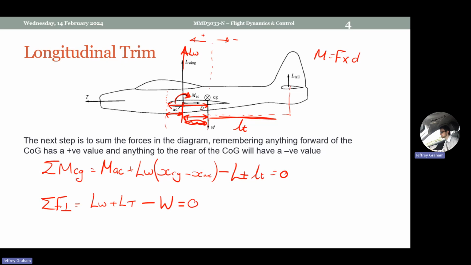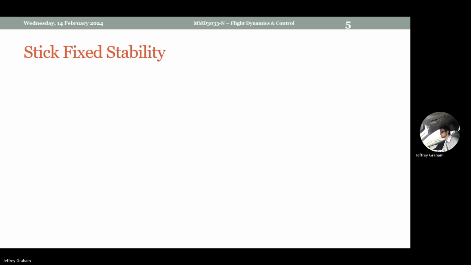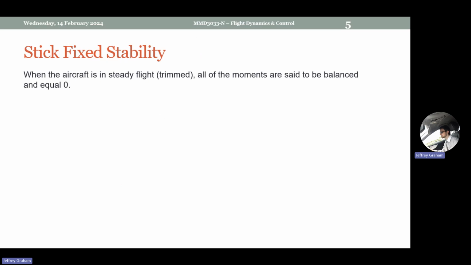These equations that we see here are going to come back in very shortly. Just have a quick little bit more of a recap of basic principles first. So in stick fixed stability, we talk about trim condition. You've just seen there that the moments need to sum to 0, and obviously the forces will sum to 0.